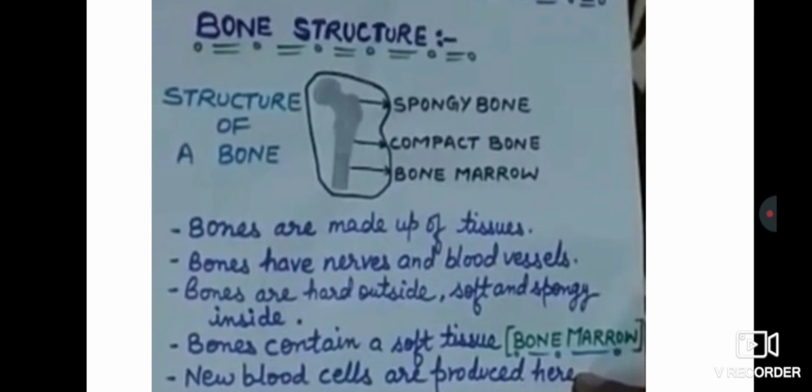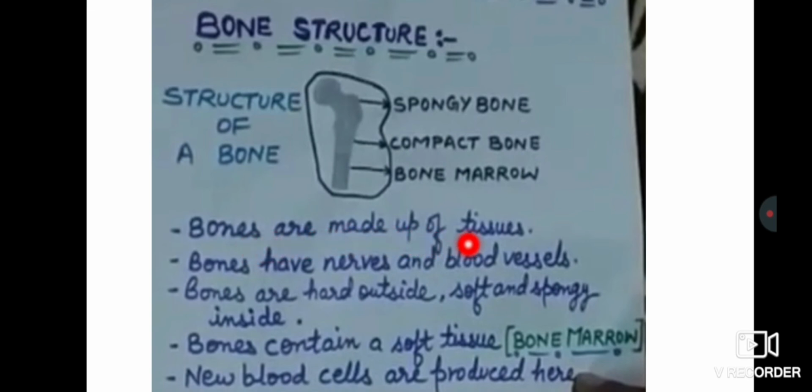So, what is the bone structure? Structure of a bone. It is spongy, compact, and bone marrow. Three parts are present in a bone. It's compact bone and it's spongy from inside, and bone marrow is produced in the bones, that is a fluid, and it is helpful to prepare red blood cells or sometimes white blood cells.